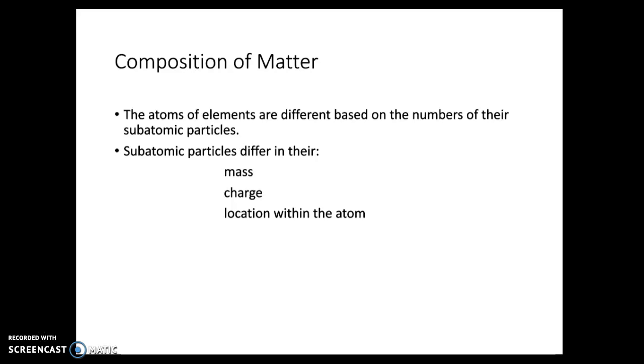So the atoms are different because they have different amounts of subatomic particles. And as I just talked about, the subatomic particles differ in their mass, their charge, and their location.